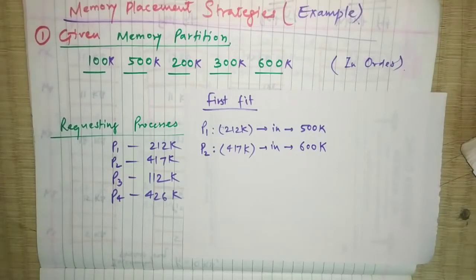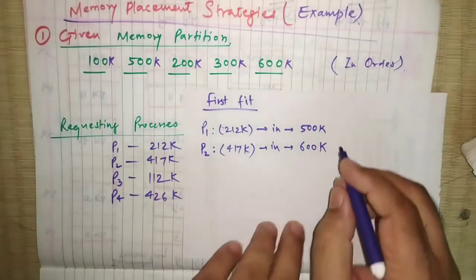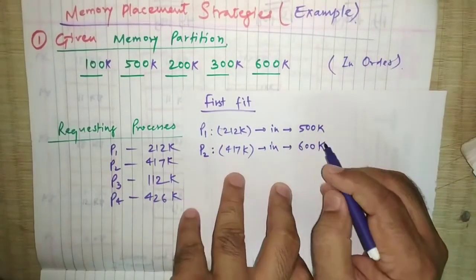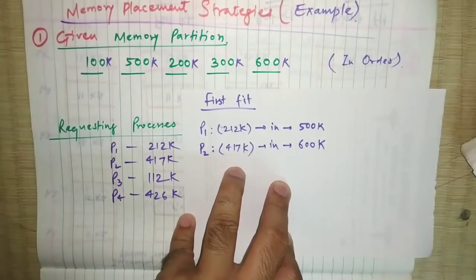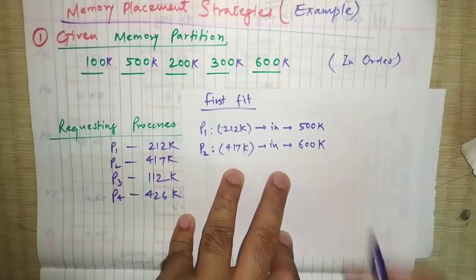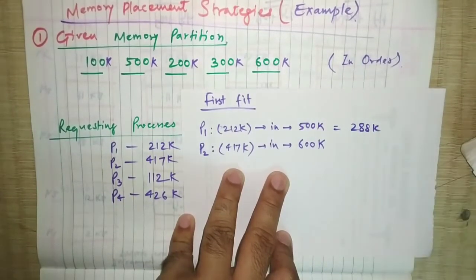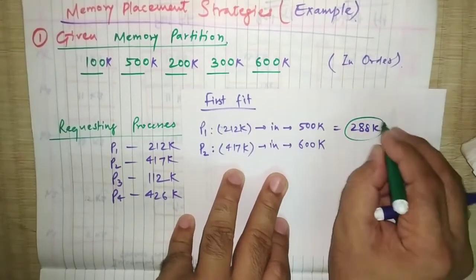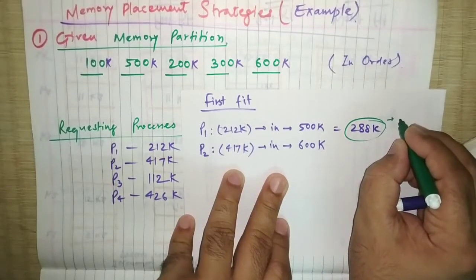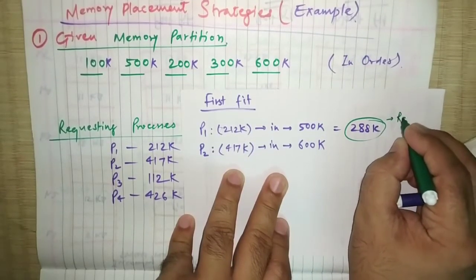Okay, coming to the next one. We can just calculate also: 500 minus 212k is 288k. So we'll note that 288k is remaining, and we'll make it available. This is the hole, or we can say the remaining space.